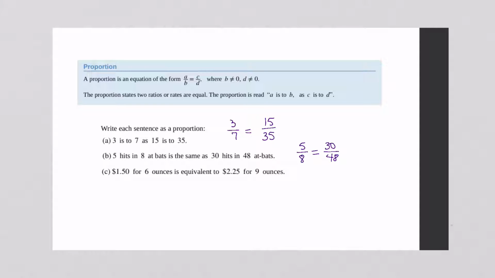So the next one says $1.50 for 6 ounces. So $1.50 for 6 ounces is equivalent to $2.25 for 9 ounces.